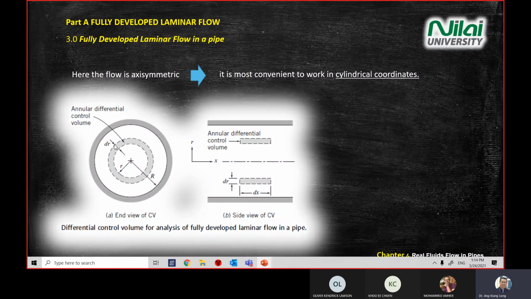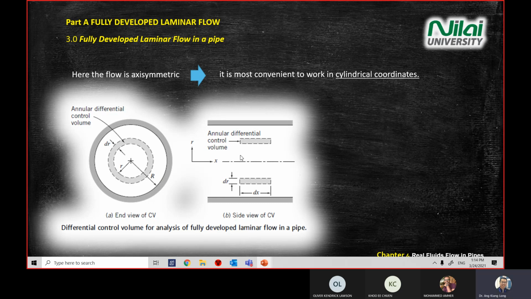If you cut this pipe in half, the top layer, let's say you have a control volume here. So you cut the pipe in half, so you have a top plate, a bottom plate, and then you have a small dr here. Dr is what you see here, and then dx is the length of the pipe, the x over here.